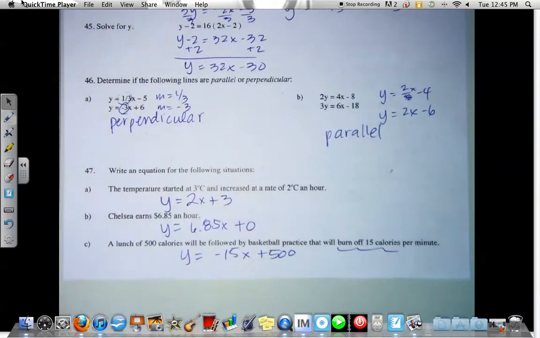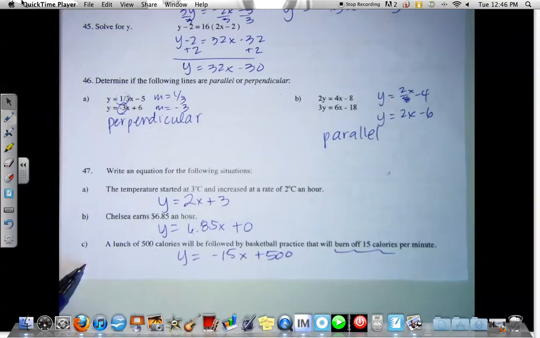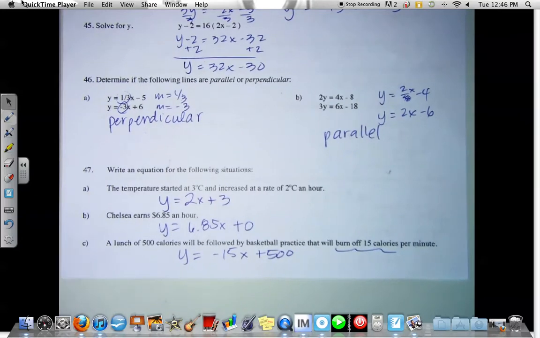47. Y equals 2x plus 3. For B, y equals 6.85x. And C, y equals -15x plus 500. Questions on those? On that last one, if you wrote 500 minus 15x, that's the same thing. But if you look at your multiple choice options, it will be written this way. Any other questions?